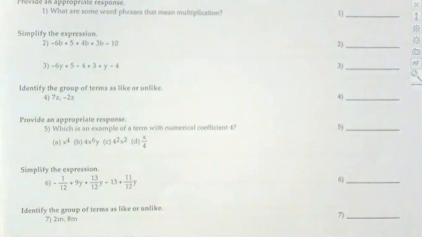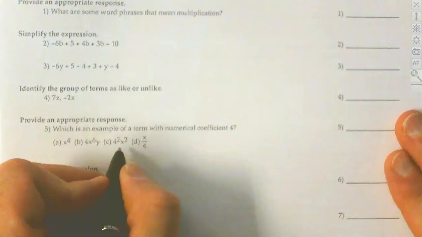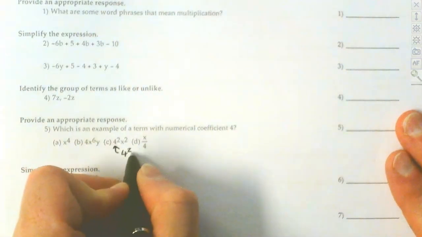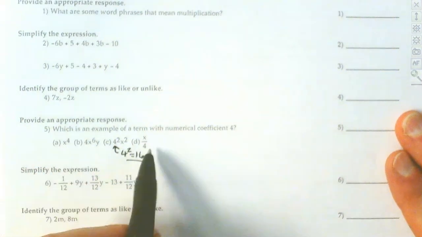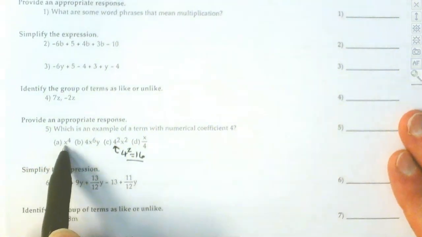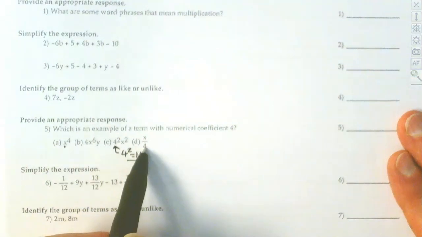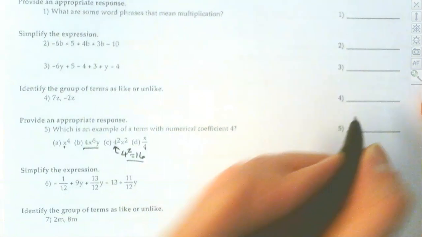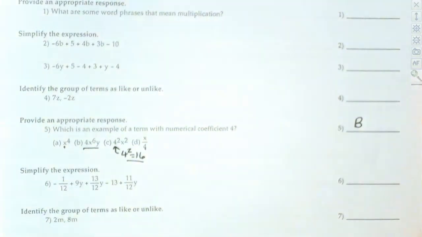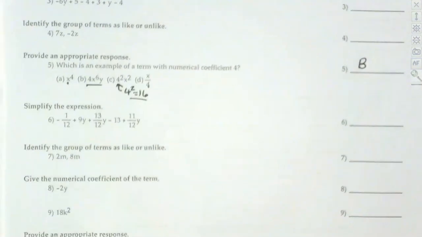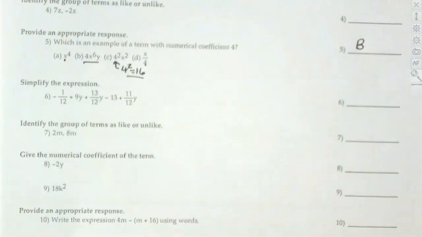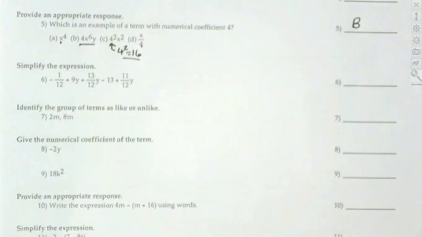Which one would be the correct answer for 5? It wouldn't be C, because this one's a coefficient of 4 squared, which is 16. So that doesn't work. This one has a coefficient of 1. This one has a 4 down below. The only one that has a coefficient of 4 is going to be B. Question 6, we did a very, very similar one. 7 is just, are these like or unlike? 8 and 9, coefficients, so those are pretty easy to do.